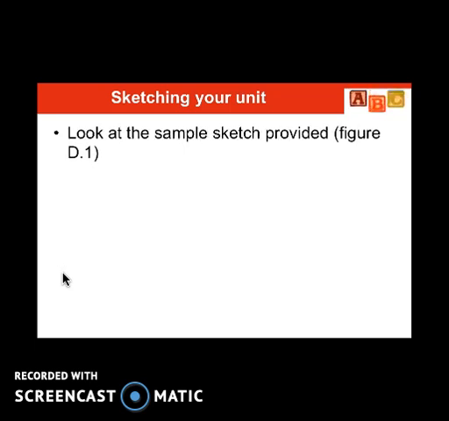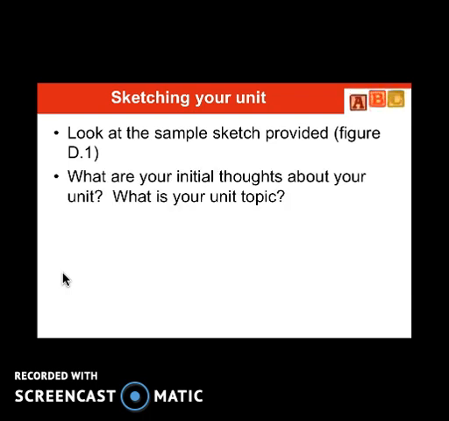I just showed you the sample template. There is also a sample in your textbook, figure D-1, that shows you how to fill that in and some of the things you want to think about. These are some overarching questions that will really drive getting your mind wrapped around creating a unit. A lot of us are already creating units, for higher ed, preschool, and everything in between. So you want to think, what are your initial thoughts? What have I been doing if it's an old unit, or what would I like to do if it's a new unit? And then what are the topics within that?